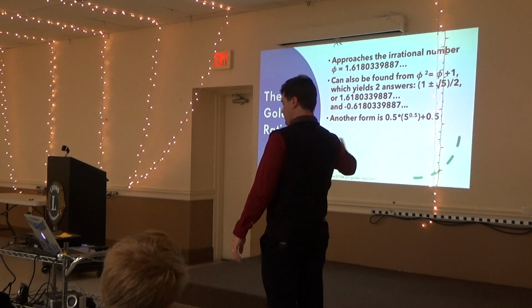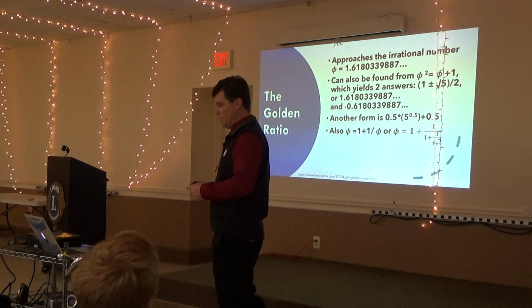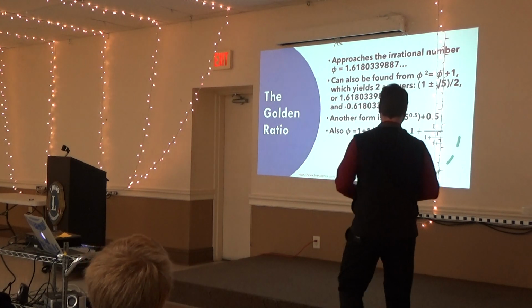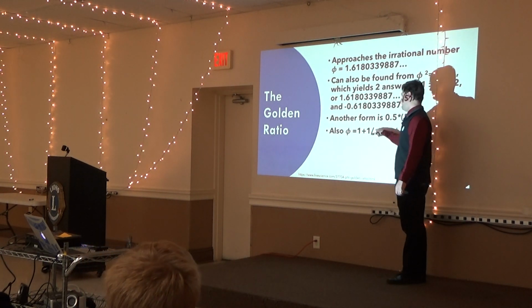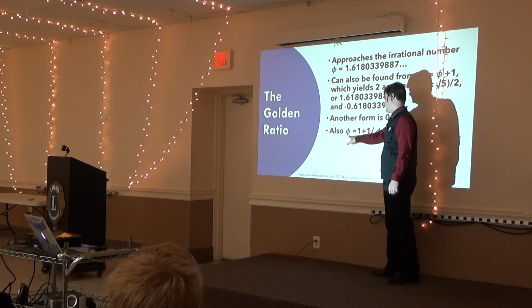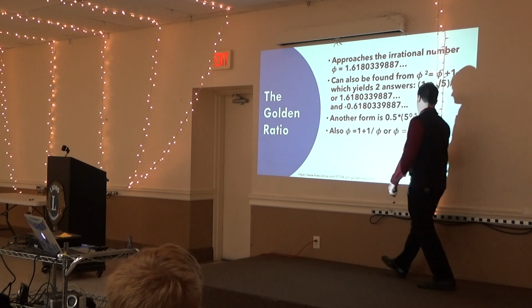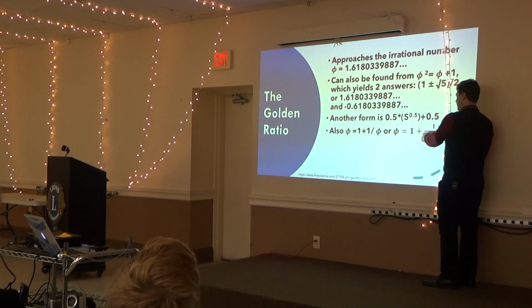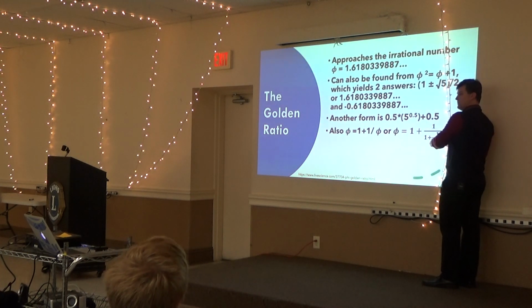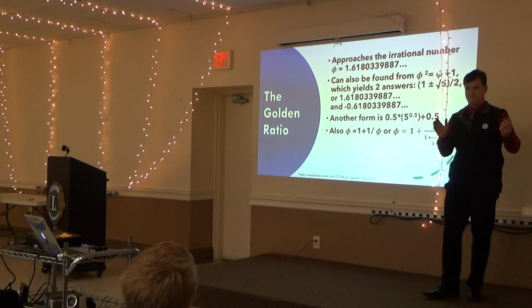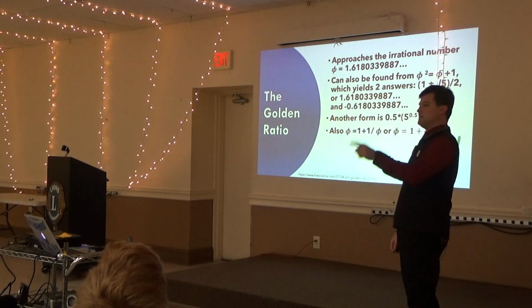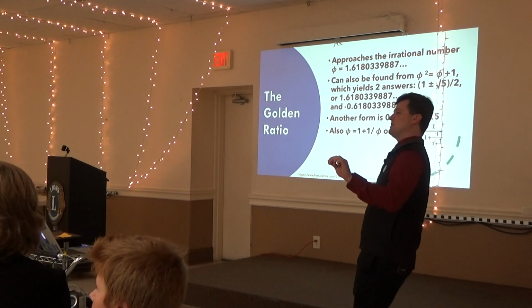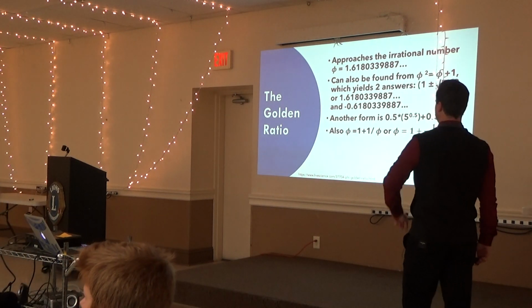This one with a bunch of 5s in it, and I got one more. This one will make your head hurt. It's 1 plus 1 over phi gives us phi. Or phi, which is 1 plus 1 over itself, 1 over itself, 1 over itself, 1 over itself. It goes on forever. It's a recursive formula, so it repeats itself over and over. I see that hand. Can you write down your question? Because we'll get into the end, okay?